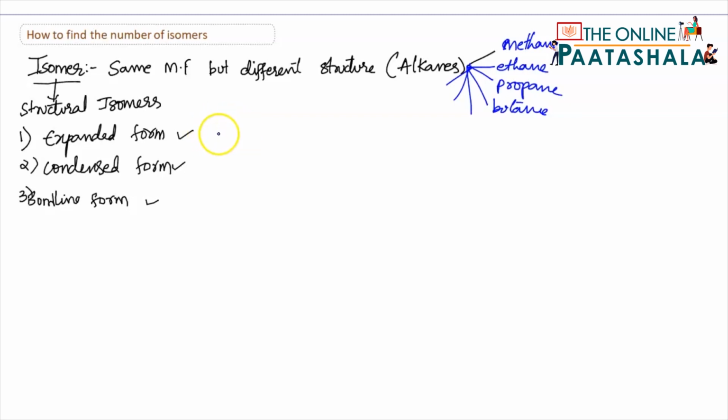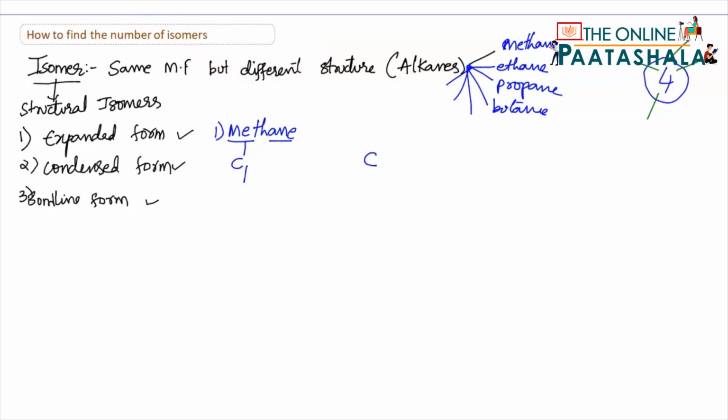First one is the expanded form. We will start with methane. What is methane? Meth means one carbon, and ane means single bond. First you need to know the valency of carbon. It is 4, which means the carbon is surrounded by 4 bonds.